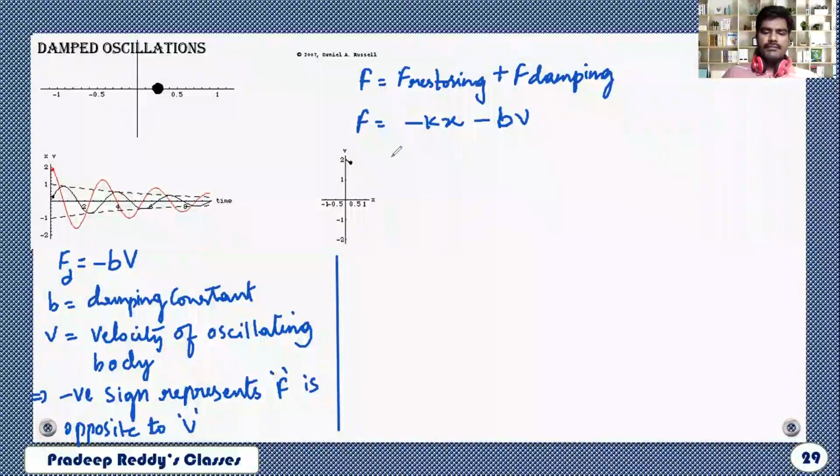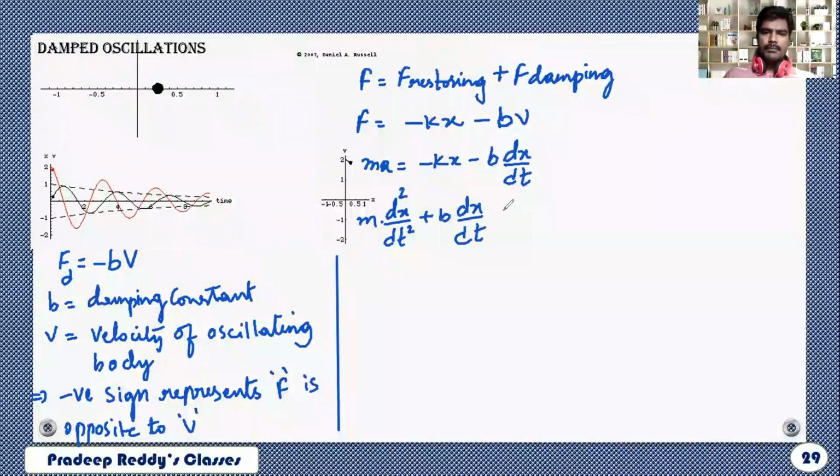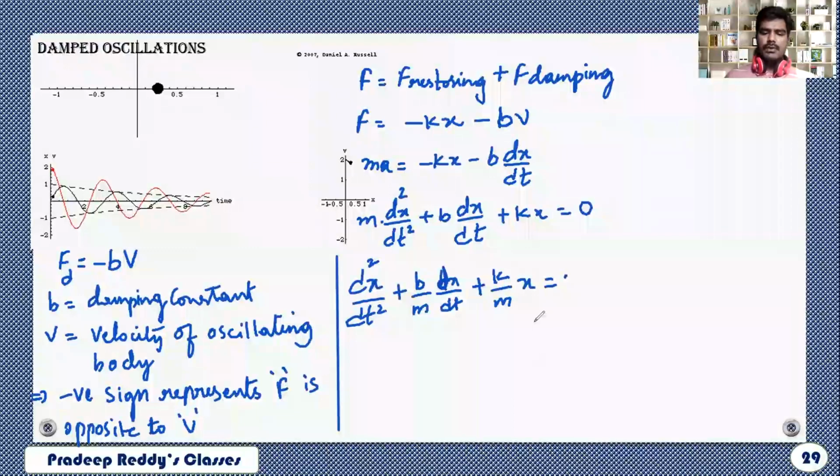Now this can be simply written as F is equal to ma, which is minus kx minus bv, where velocity v is equal to dx/dt, and ma can be written as m d²x/dt². So m d²x/dt² plus b dx/dt plus kx is equal to 0. Now you can divide by m. That gives you d²x/dt² plus (b/m) dx/dt plus (k/m) x is equal to 0.